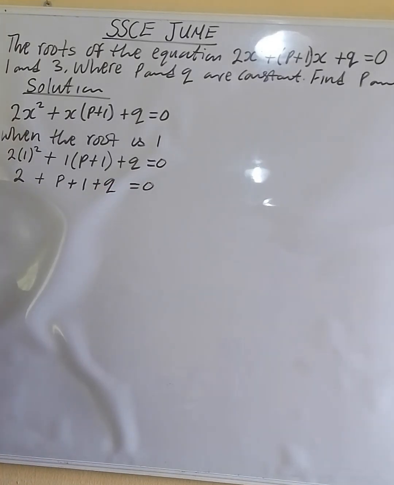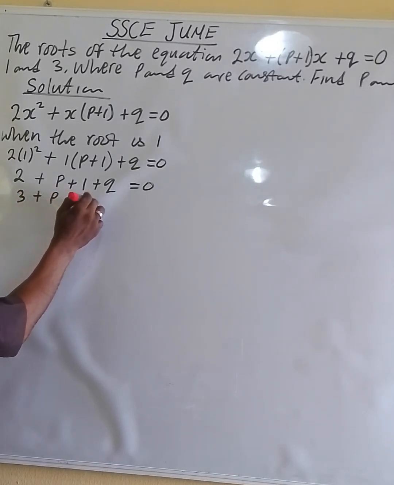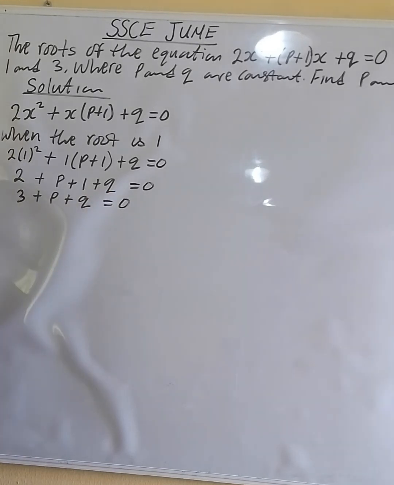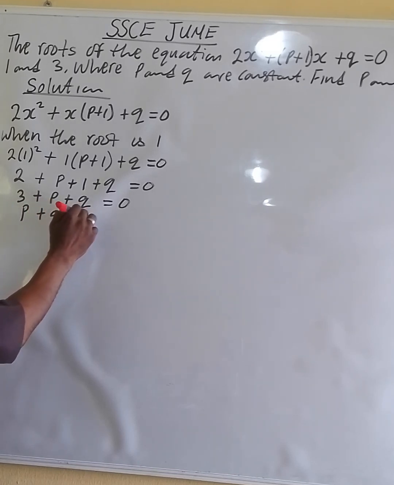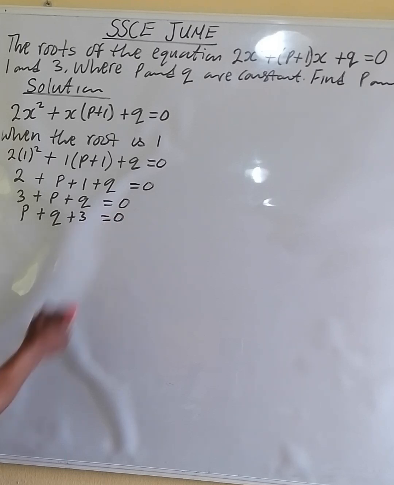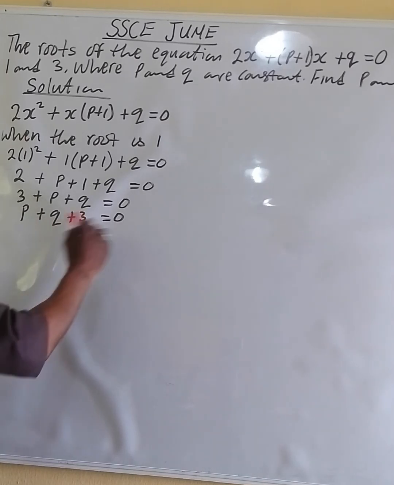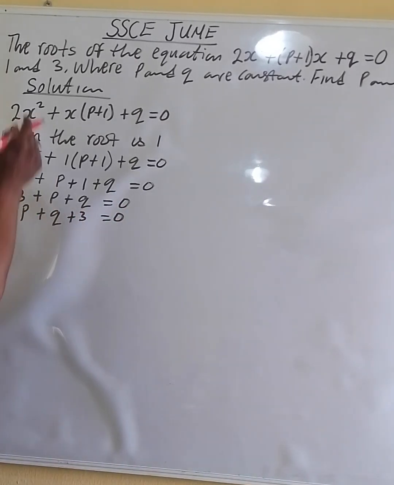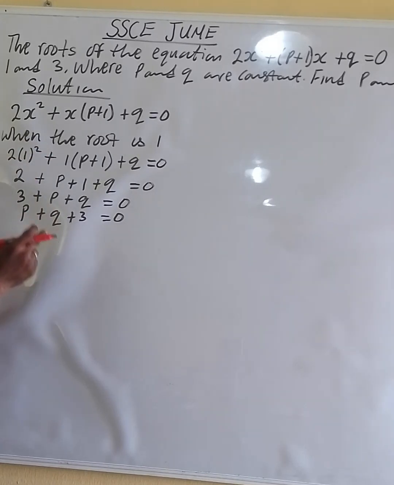Now as we have it, we'll collect like terms. So 2 plus 1 will give us 3. So we have 3 plus p plus q, everything equals 0. Are we together? So from there, we rearrange: p plus q plus 3 equals 0. Okay? So that's the first one, when our root is 1. So that's what we arrive at.